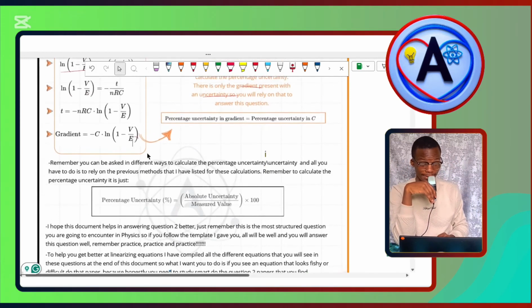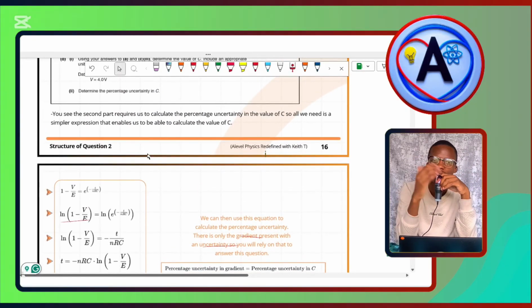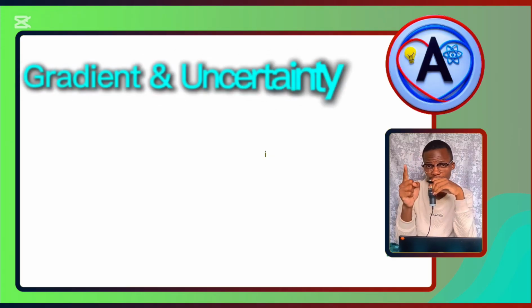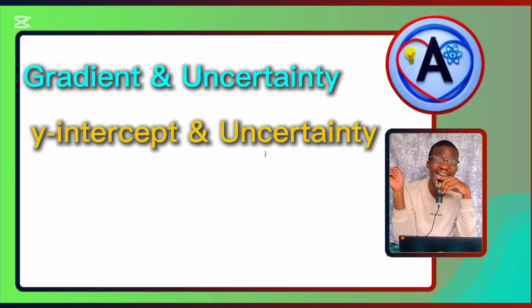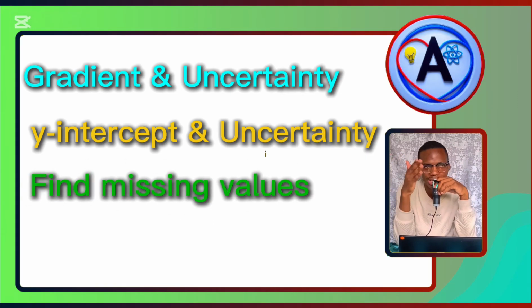The moral of the story is there are going to be follow-up questions, right? They follow after plotting your graph. Number one, you might be asked to calculate the gradient. You have to be very good at doing that. Number two, they could ask you to calculate the y-intercept as well as its uncertainty. You have to be able to do that. Number three, they could ask you to find missing values, right? This is missing, find it using this information. You must be able to do that.